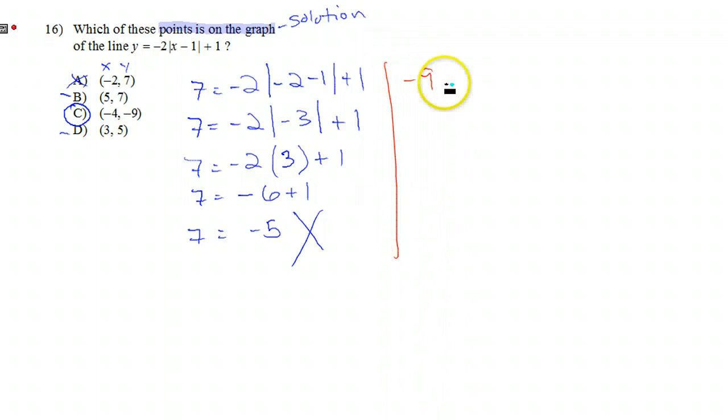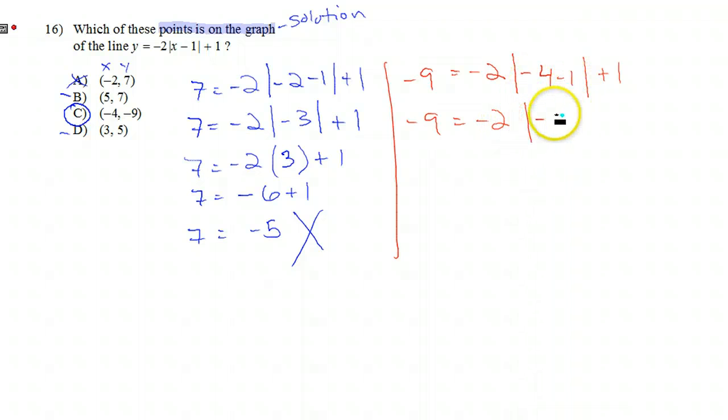So I get -9 for Y, -2. Now our X this time is -4. And let's see what happens. So working out the inside of those absolute value bars first, we get -4, -1 is -5. Now again, before we multiply, we have to evaluate that absolute value. So the absolute value of -5 is, of course, +5.